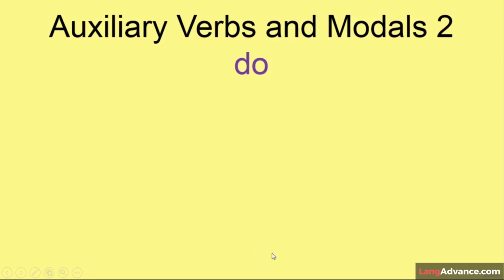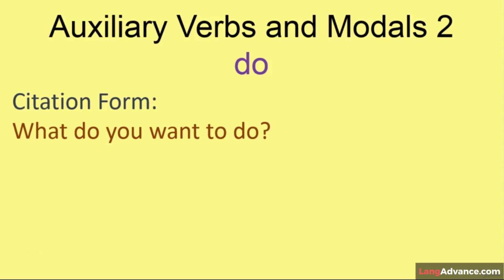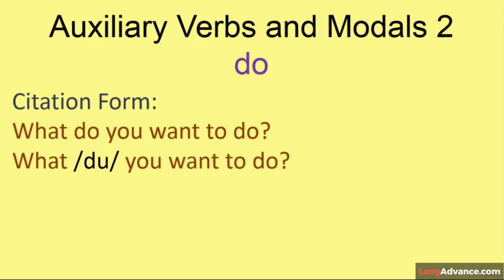Let's continue on with the auxiliary verbs and modals with the word do. We have the sentence, what do you want to do? Repeat after me. What do you want to do? The word do in IPA is written like this: the letter D, pronounced D, and the letter U, pronounced U. Do. What do you want to do?